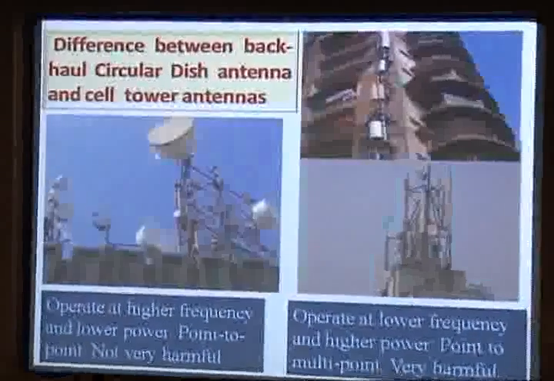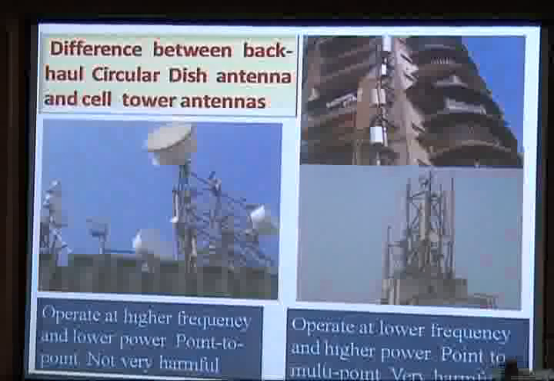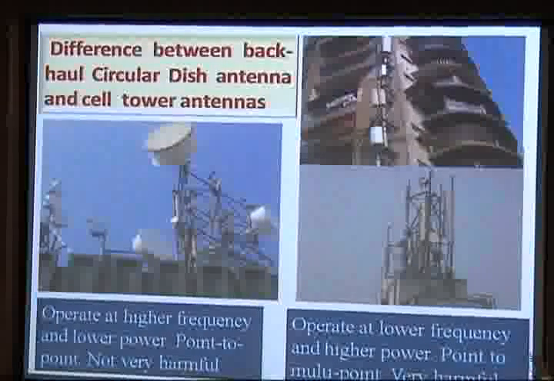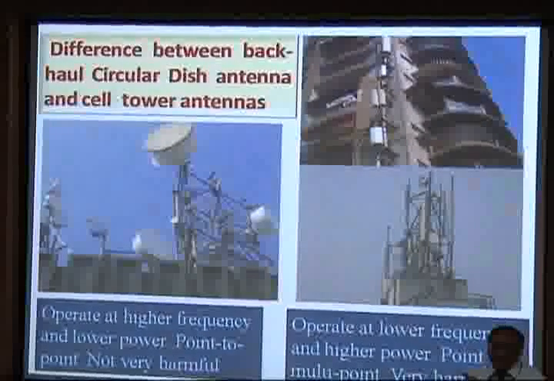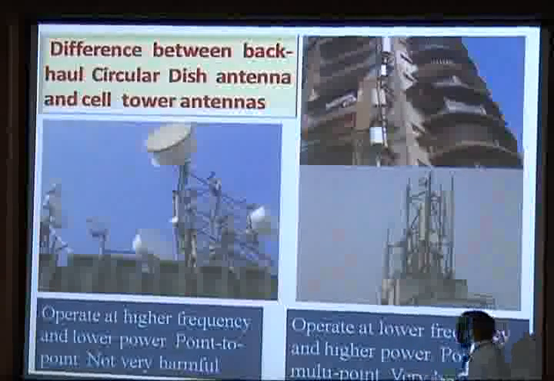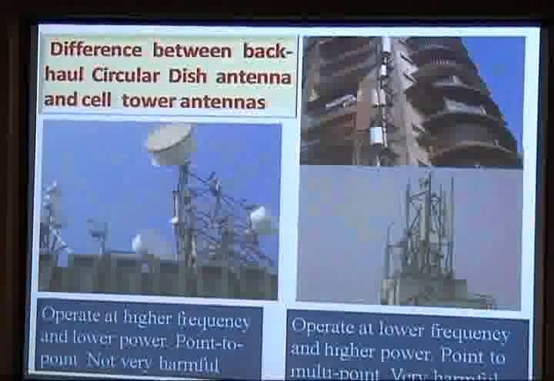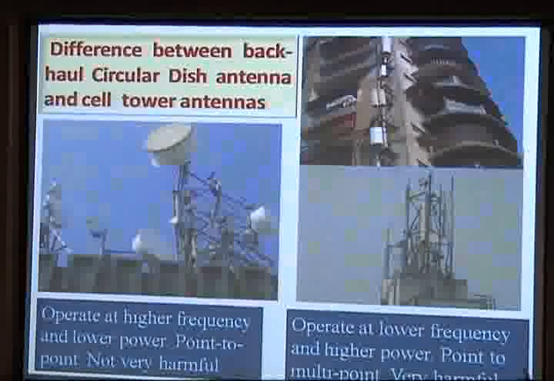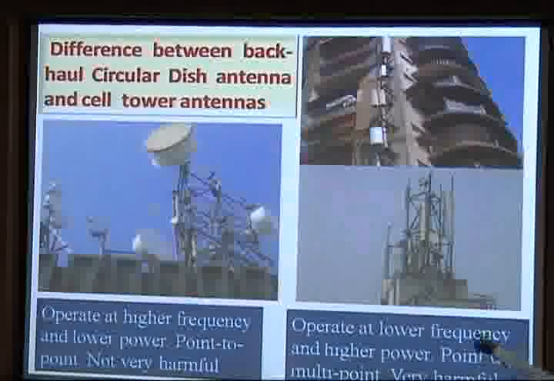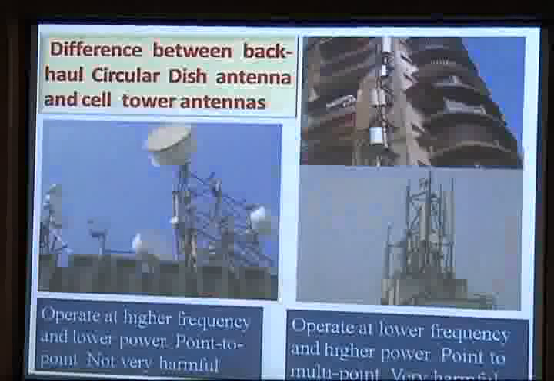So these large dish antennas, even though they look very tall or scary, most of the time you should not be scared of them. On the contrary, they actually operate at higher frequency. Even though higher frequency is higher energy, I am saying it is not a concern. The first reason is that it transmits lower power. The second is that it is supposed to be point-to-point communication.